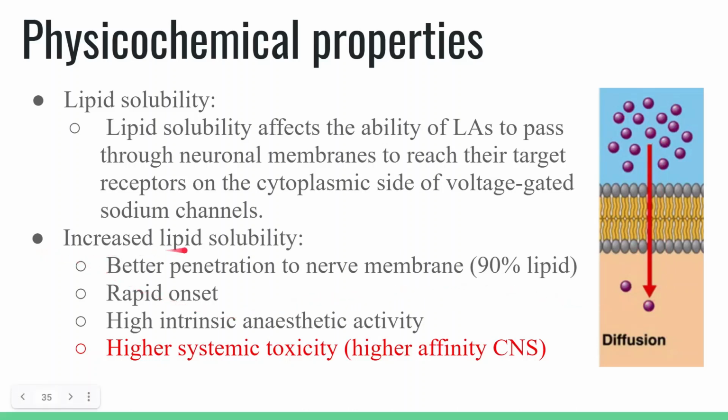So increasing lipid solubility will have a bunch of positive effects and some negative effects, right? You might be thinking, okay, if we increase the lipid solubility, this will increase the diffusion of the drug. This will reduce the onset of action, make it faster. So this will make the drug overall better, right? Well, let's see. Increasing the lipid solubility of the drug will allow for better penetration of the nerve membrane, which is already 90% lipid. It will shorten the onset of action. This will give us a rapid onset and a high intrinsic anesthetic activity.